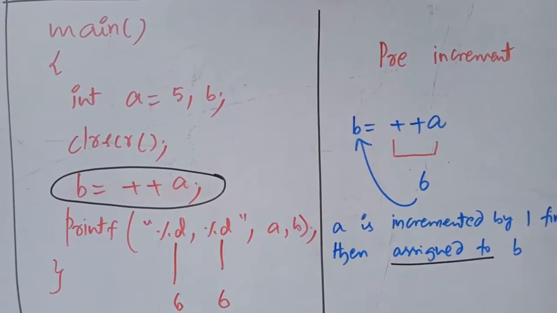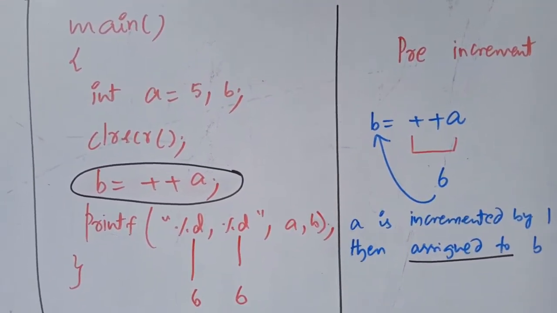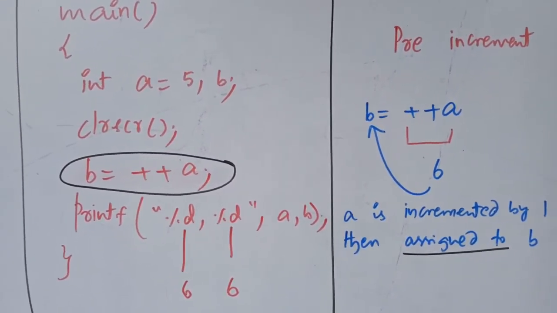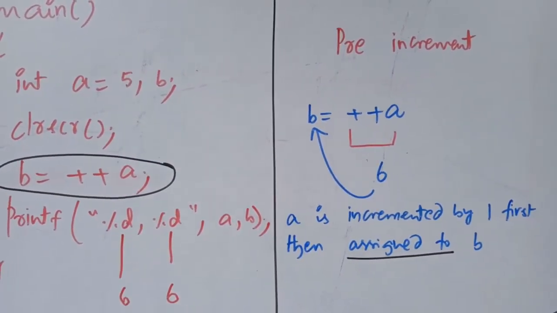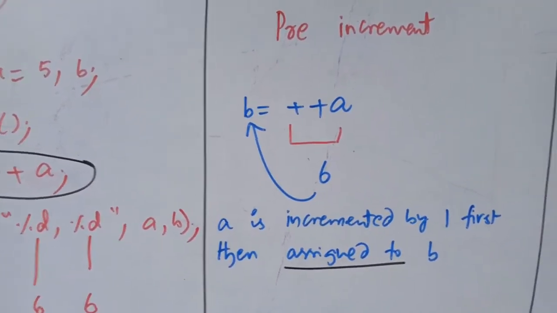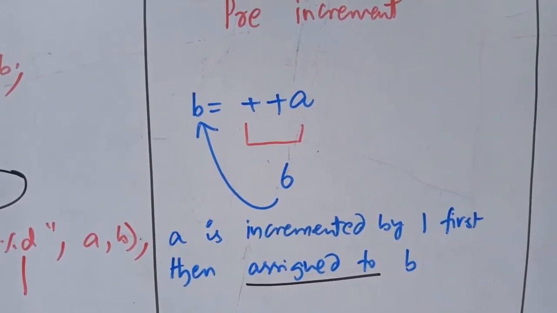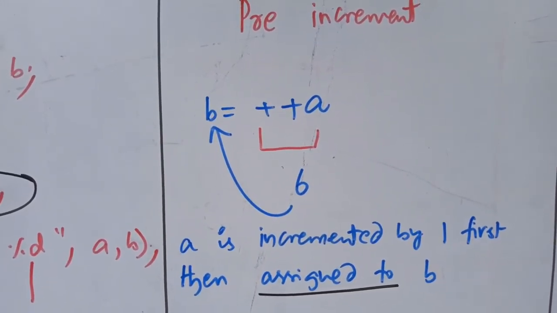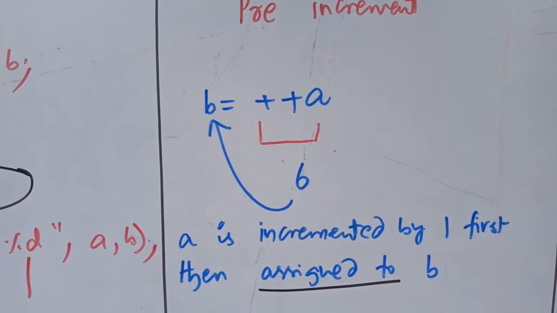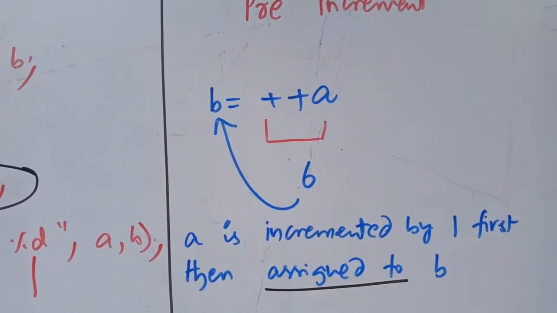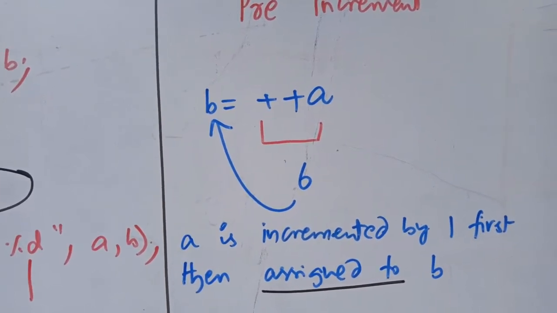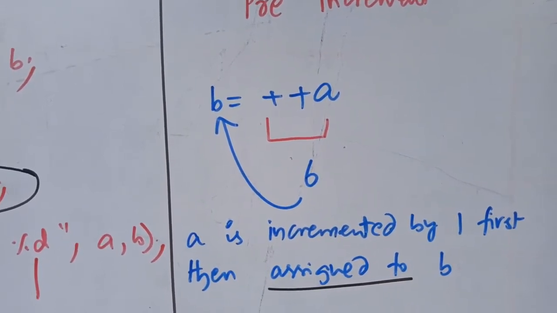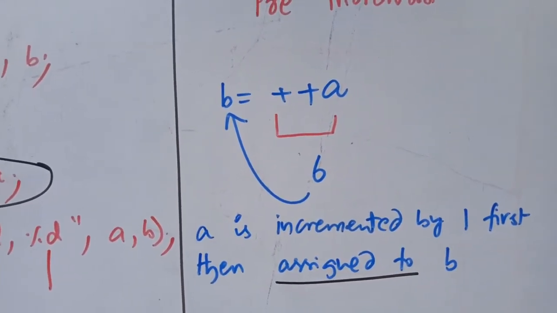Look at the demo program of pre-increment. We have 2 variables here, a and b, and a is assigned with 5. b is equal to plus plus a is pre-increment. This is very important at this stage. In case of pre-increment, the value of a is incremented first, of course incremented by 1, and then assigned to b. That is very important to be noted. The a is incremented first and then assigned to b.